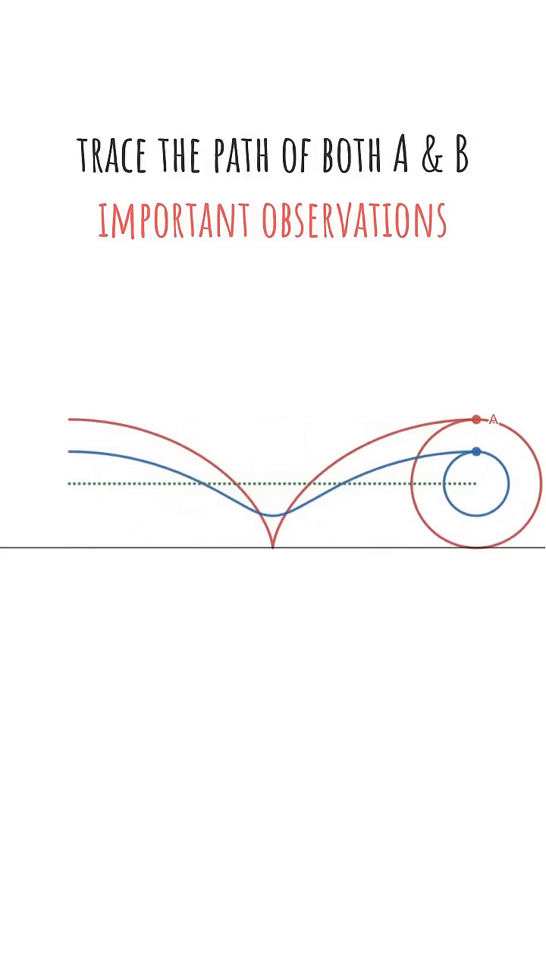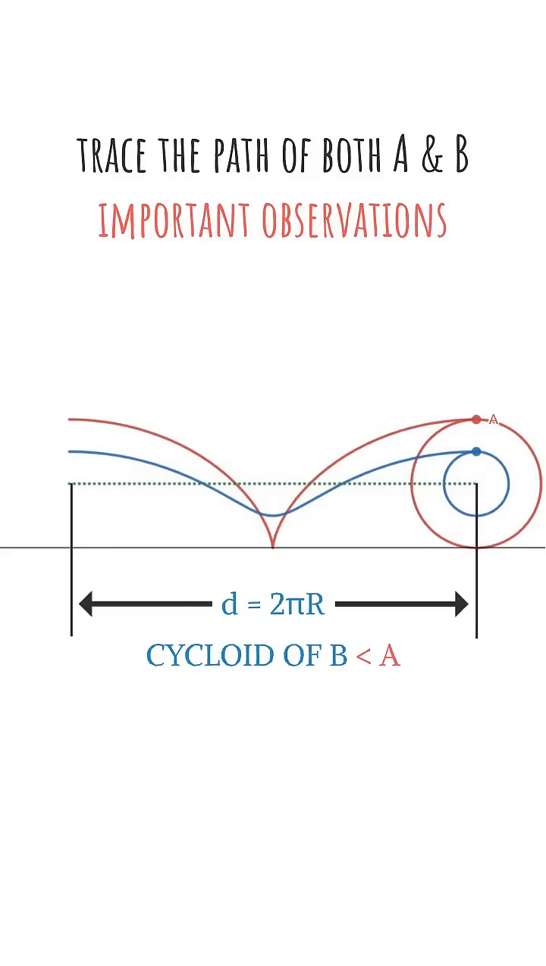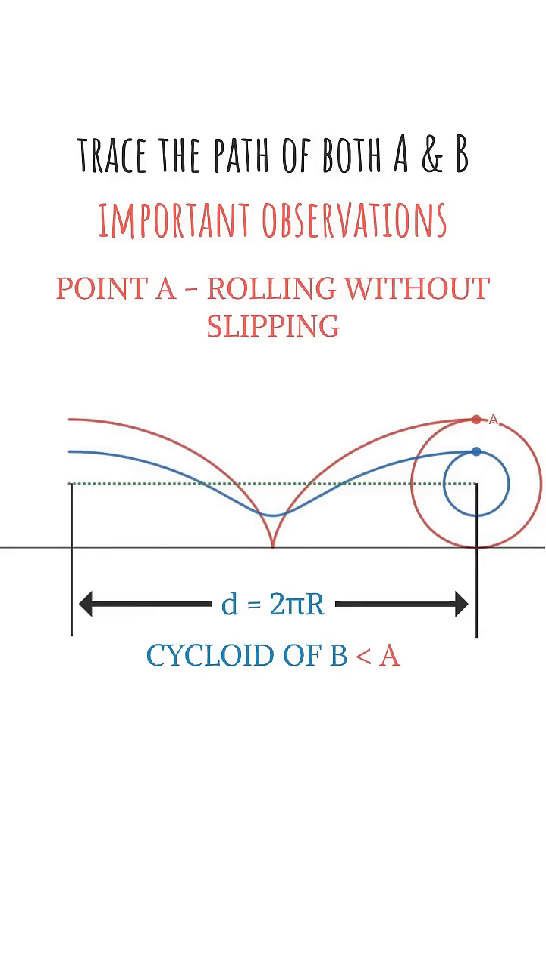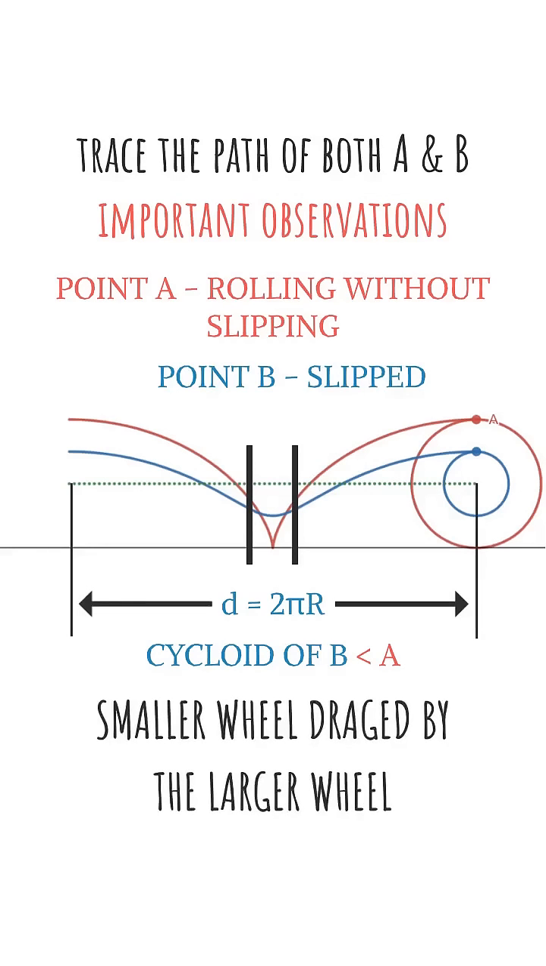The centers of both the circles traveled a distance 2 pi r, but the cycloid path of point B is shorter than that of point A. Also, point A performed a perfect rolling without slipping motion, but the point B slipped during this interval. So, the smaller wheel is dragged along by the larger wheel, creating the paradox.